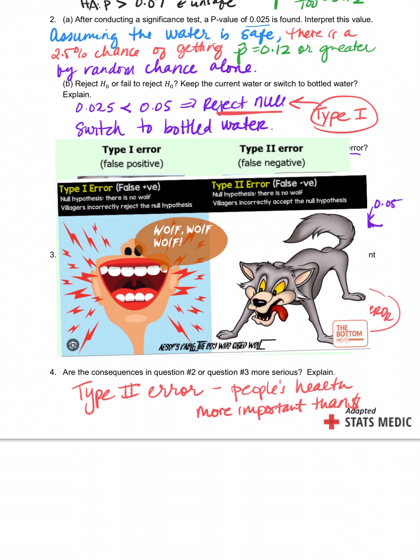That makes me go, we're not allowed to say accept the null. We can only reject it, or fail to reject. So, but that's a problem, right? If the boy's getting eaten by the wolf, that's a problem.